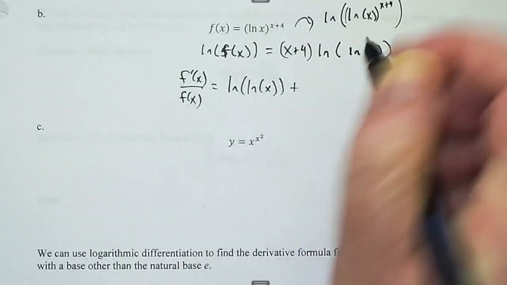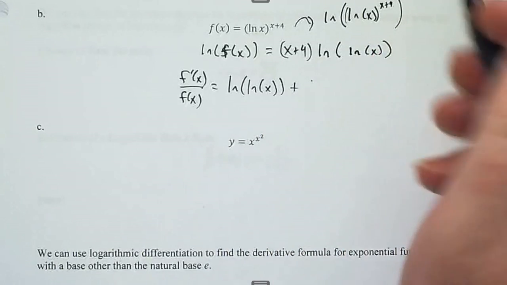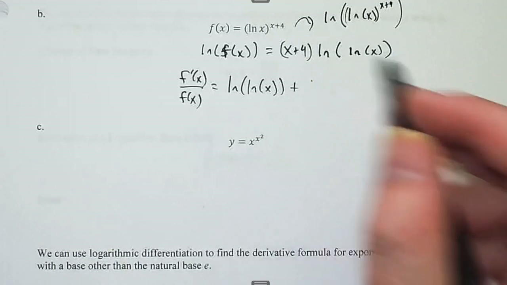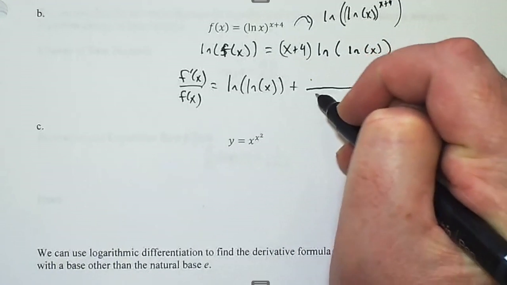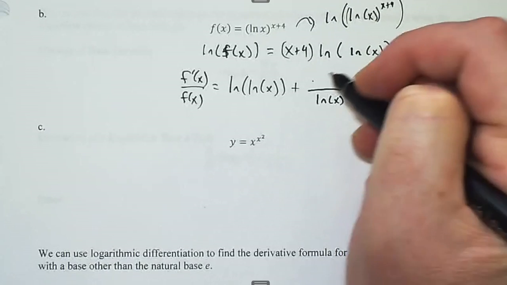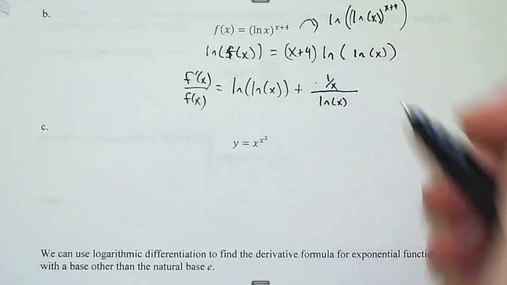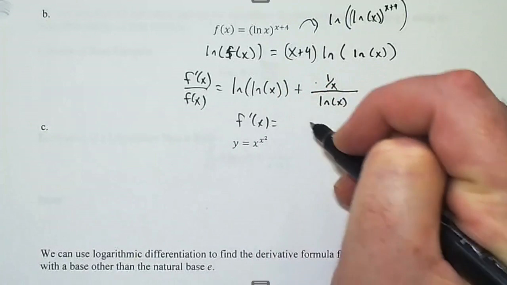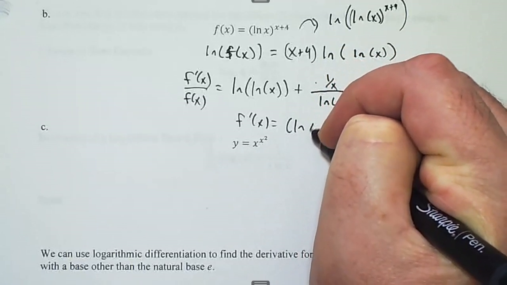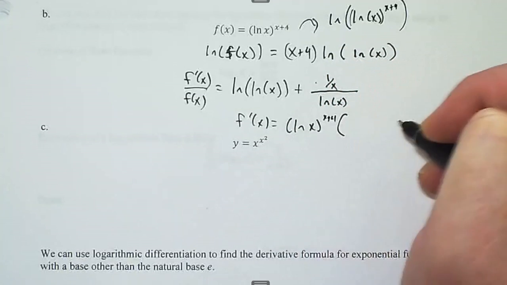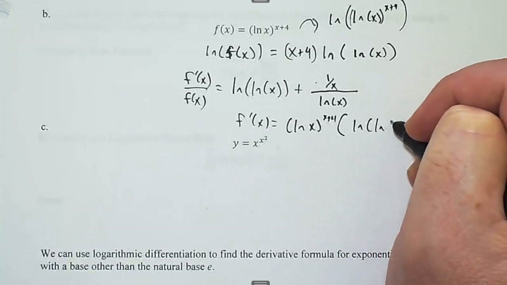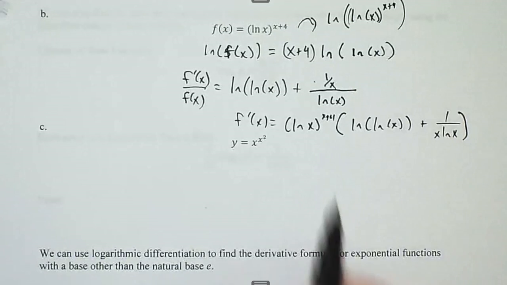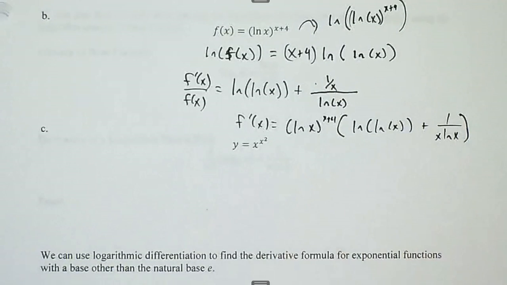Plus, that's derivative of the first times the second, plus the first, which is a 1, times derivative of the second. Well, the derivative of the natural log of u is u prime over u. So there's the u. U prime is 1 over x. We'll multiply both sides by f of x, and you get f prime of x is equal to f of x, which is natural log of x to the x plus 4, times the natural log of the natural log of x plus 1 over x natural log of x. I'll just go ahead and make that, when you take a fraction divided by a whole number, you get that.